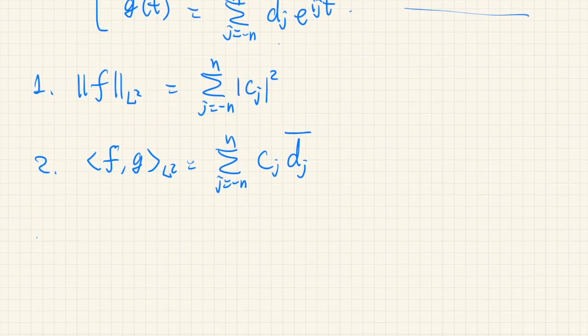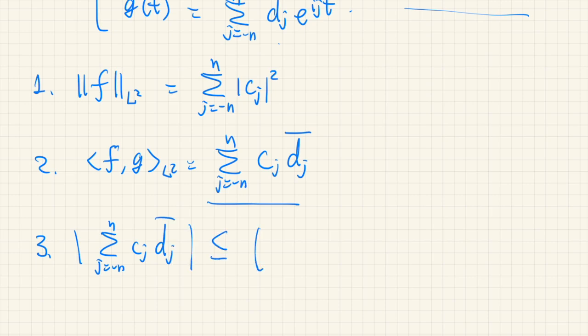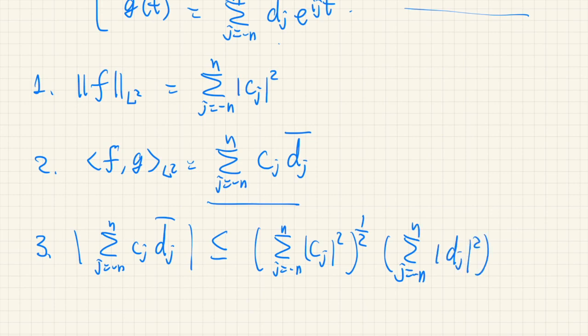And three, the absolute value of the sum, j from negative n to positive n, of Cj Dj bar, is less than or equal to the square root of the sum of Cj absolute value squared, times the square root of the sum, from negative n to positive n, of Dj absolute value squared.